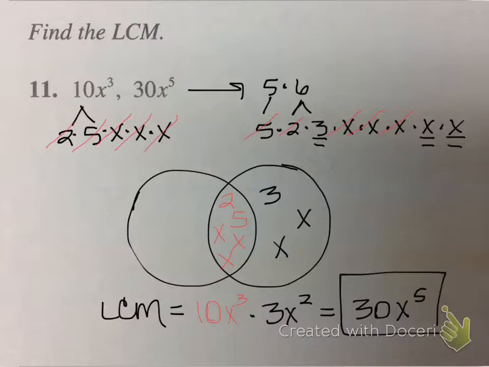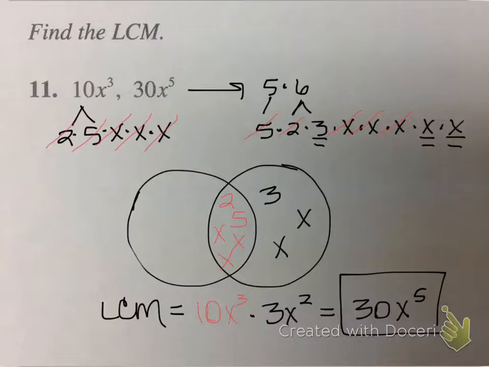Now if you compare that back to our original problem, you're thinking, well, our LCM ended up being one of our numbers. That doesn't always happen. This happened because the LCM between 10 and 30 is 30. 30 is the first number that both 10 and 30 go into, so I knew the number part would be 30. If you notice, the x to the 5th ends up being the largest exponent between the two.